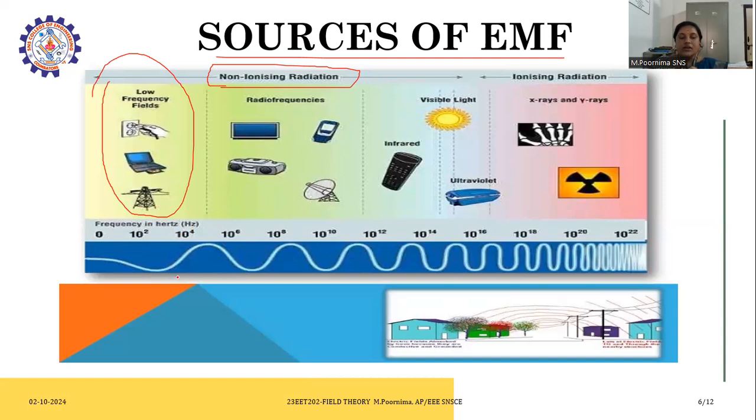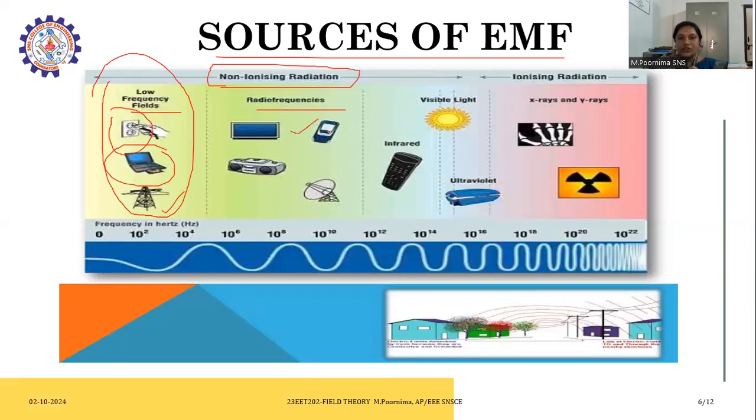Here we have low frequency, and the next one is radio frequency. The radio frequency is a little bit higher than the first one. For the first one, we know the sockets, home switches, mobile phones, laptops, and towers. These are all low frequency fields.